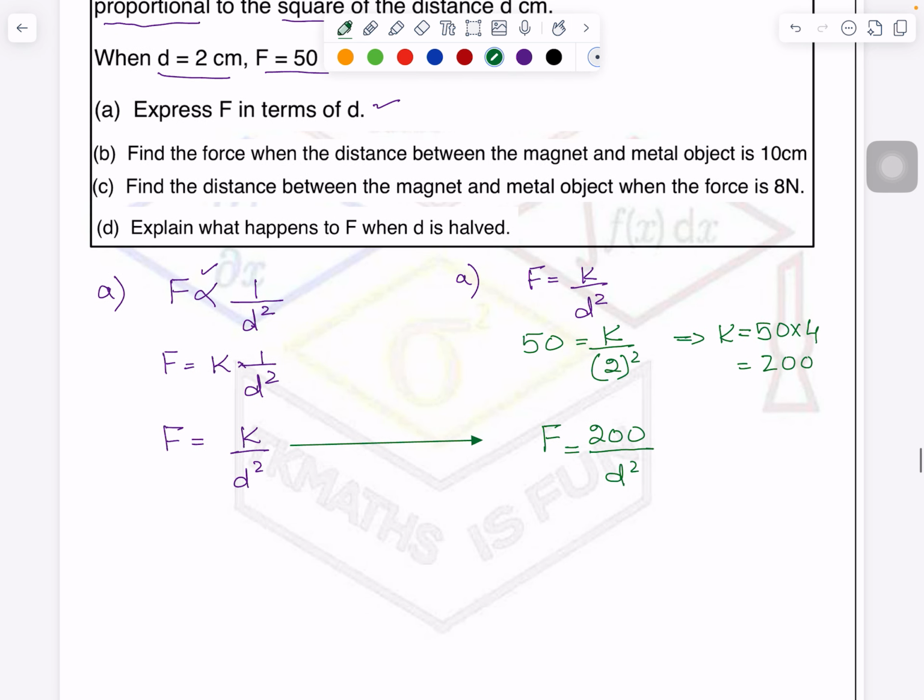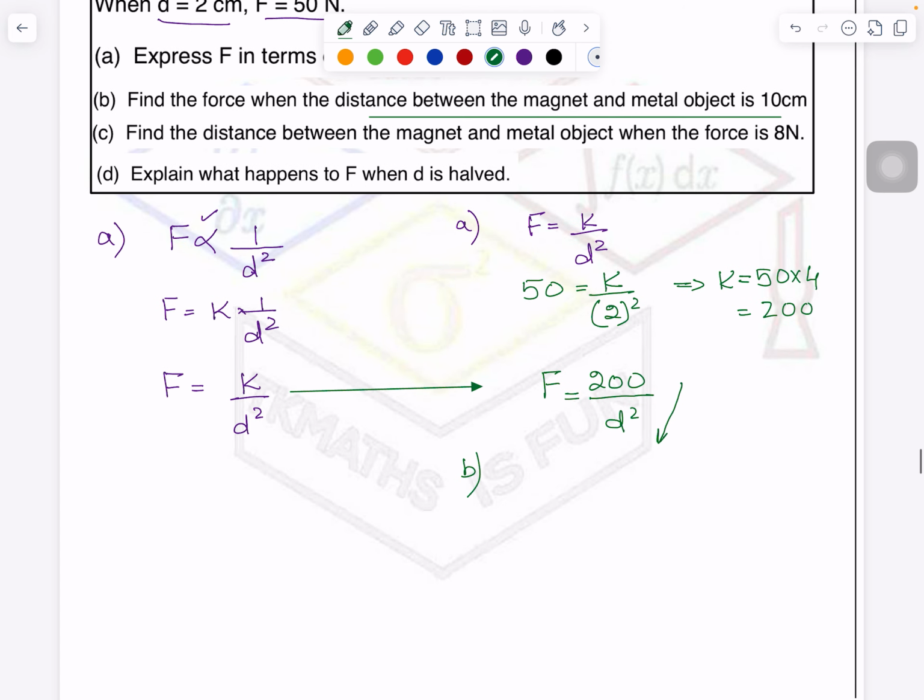Now part B. Find the force when the distance between the magnet and the metal object is 10 centimeters. So now in the same equation, sorry, not this one, rather this one, because we have found the value of k.